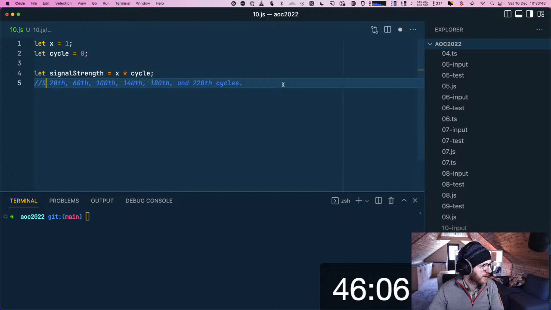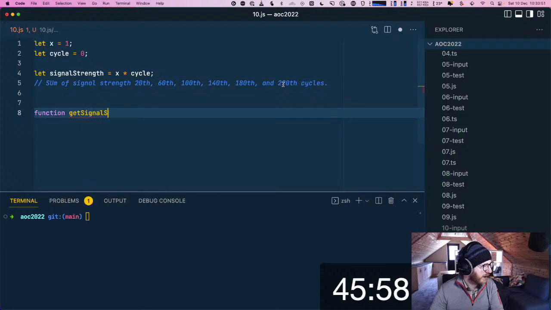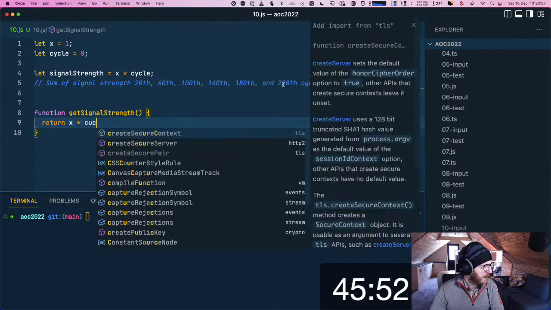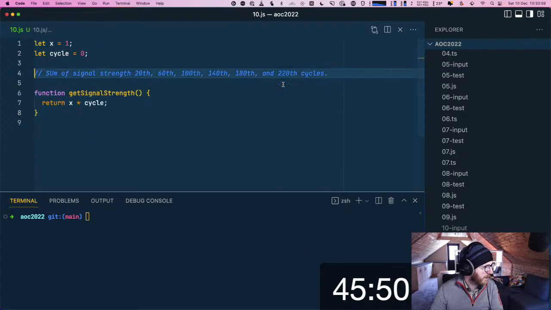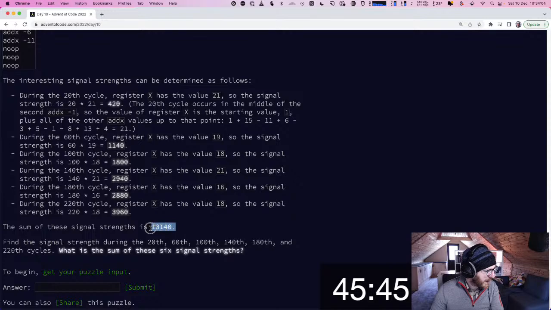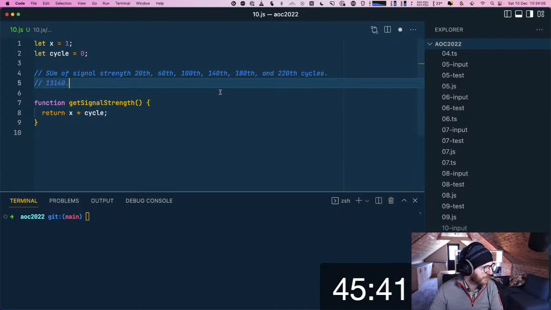So, sum of signal strength. We probably have a function for get signal strength, and that's going to return X times cycle. Okay, so the actual answer for the test input is this. So this is the test result.